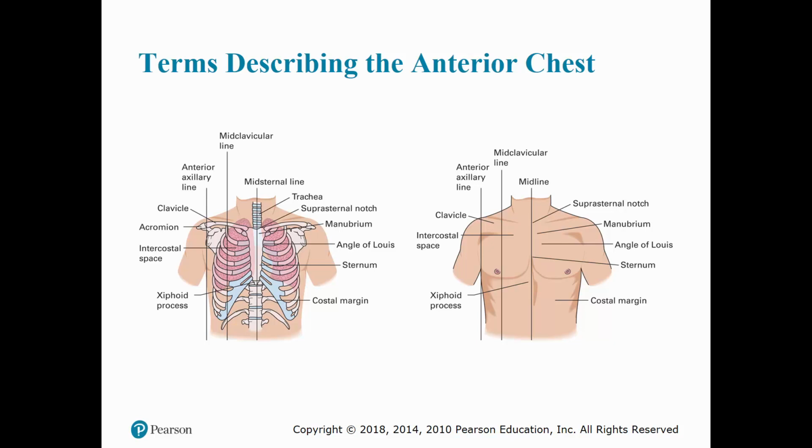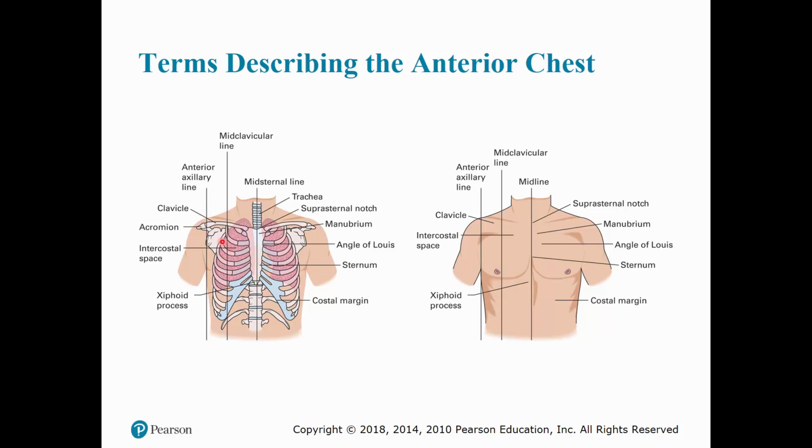We also have terms that describe various areas within the body. So when it comes to the anterior chest, we have the intercostal space. This is the space in between each rib. The sternum, which is in the center, is our breastbone, in the center of our rib cage. And you have the xiphoid process, which is the bony tip at the bottom of the sternum. You have the costal margin. These are the areas where our floating ribs are, or our ribs that don't completely articulate to our sternum and are connected mostly by cartilage.